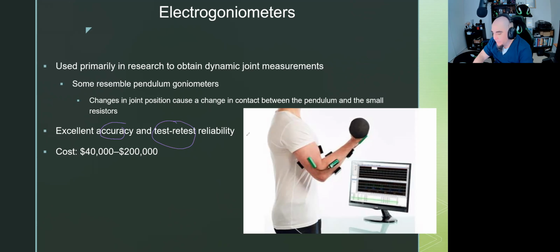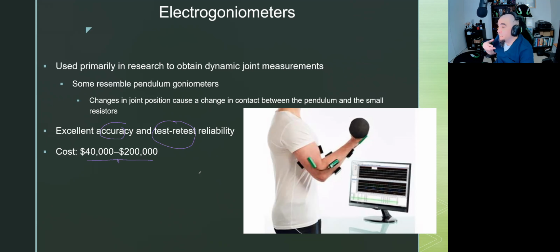What does that mean? The accuracy means they measure exactly what we're measuring, period. These are ones where you measure once, you pretty much have to cut once. They're very, very consistent. And retest reliability means if we test multiple times, the results are going to be very similar every time we test. These cost between $40,000 and $200,000. You're not going to see these in the average clinic.